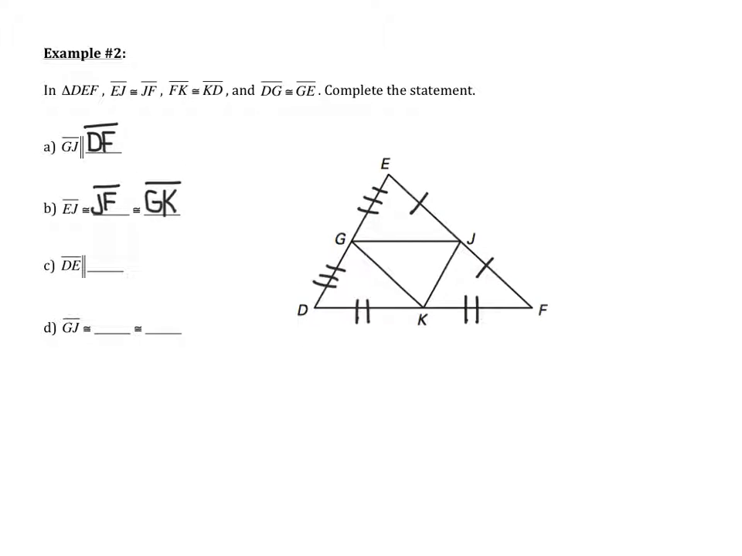Next we have segment DE is parallel to blank. So DE is right here. From the midsegment theorem, we know that it is parallel to the midsegment that it is not touching. So DE is parallel to JK. And then finally, part D, GJ is congruent to blank and blank. So GJ is right here. We know it is half the length of the side it is not touching, so therefore GJ would be congruent to DK and also KF.